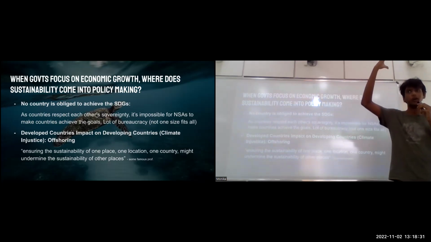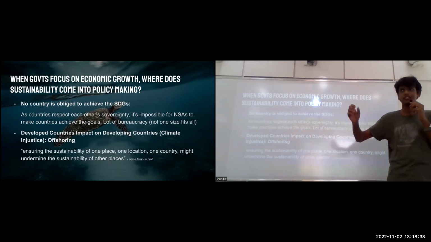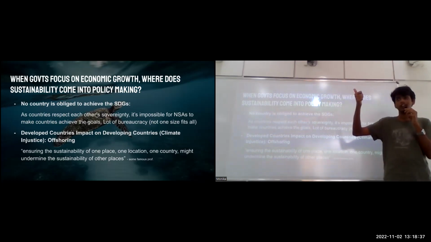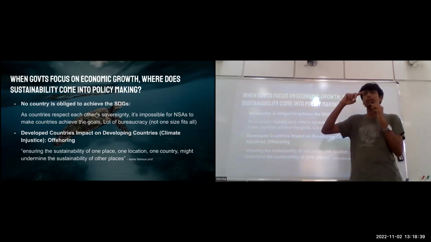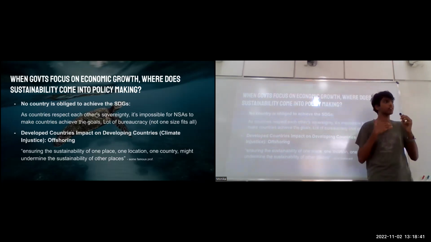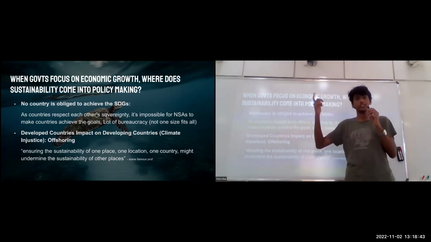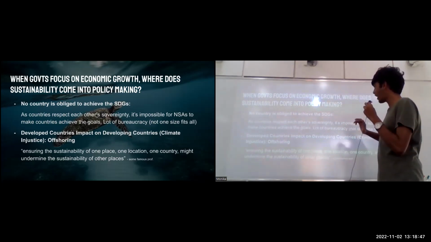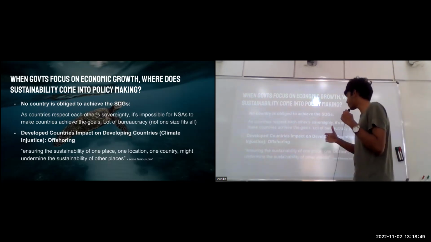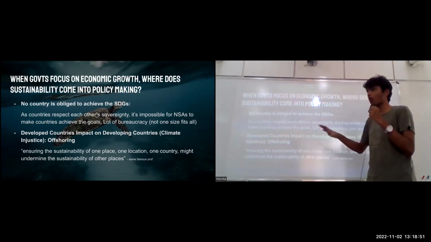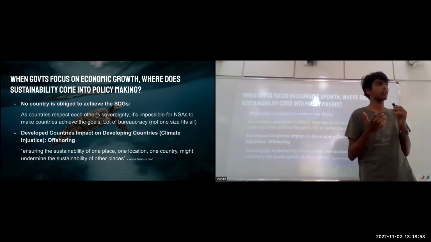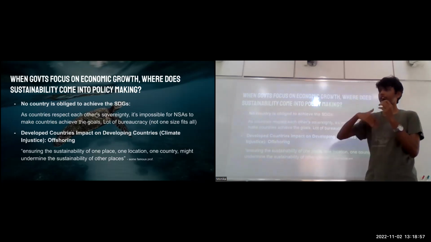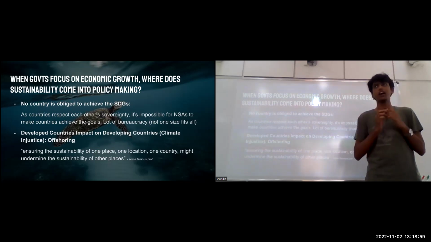There are lots of parameters, there are lots of measurements, and the targets get too specific. When it gets too specific, even though it might help us measure and keep a good track, it has a lot of disadvantages as well, which I will elaborate on in an upcoming case study. And secondly, developed countries often offshore their ecological impact. And this again relates back to climate justice.